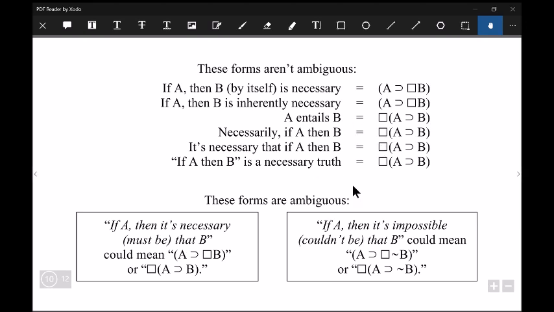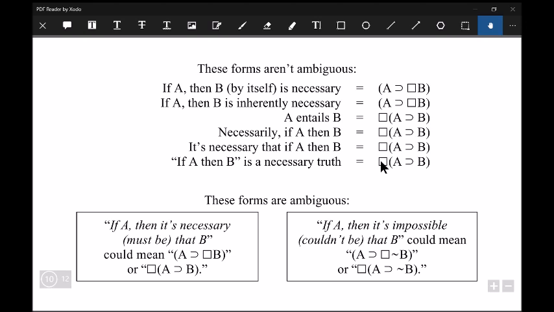Now, these four forms in English are all box outside. A entails B. It's necessary that if A, then B. Necessarily, if A, then B. If the first word is necessary, then the box goes outside. It's necessary that, if A, then B, same thing. If A, then B is a necessary truth, you're saying the whole thing is qualified by being necessary. So don't say they're all necessary.